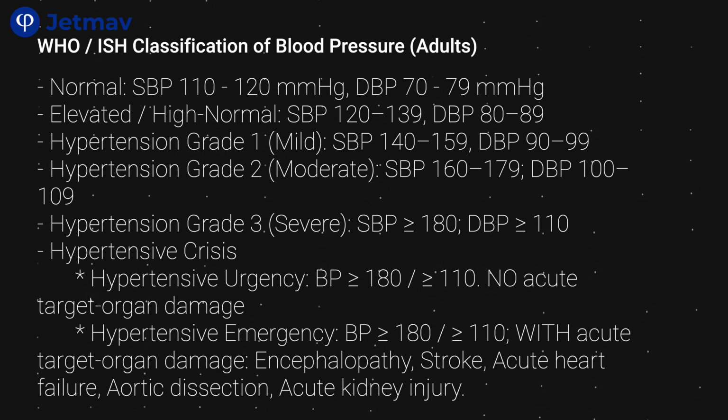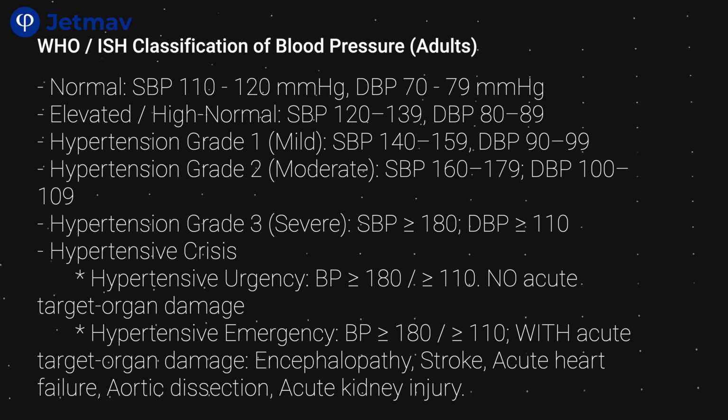But if the blood pressure is between 120 to 139 systolic, and a diastolic of 80 to 89, then we call it elevated blood pressure. For grade 1 hypertension, the systolic blood pressure is between 140 to 159 millimeters of mercury, while the diastolic is between 90 to 99. For grade 2 or moderate hypertension, the systolic is between 160 to 179 millimeters of mercury, while the diastolic is between 100 to 109 millimeters of mercury.